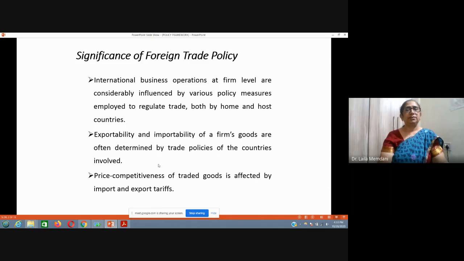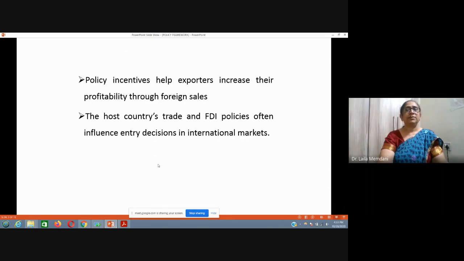Exportability and importability of the firm's goods are determined by the trade policies. So, if trade policies are favorable, companies may be able to export more goods. If trade policies are unfavorable, the companies may not be able to export more goods. Then, price competitiveness is also impacted by the trade policy, that is import and export tariff policies. Policy incentives help exporters to increase their exports and therefore their profitability will increase. The host country's trade and FDI policies often influence entry decisions in the international markets.